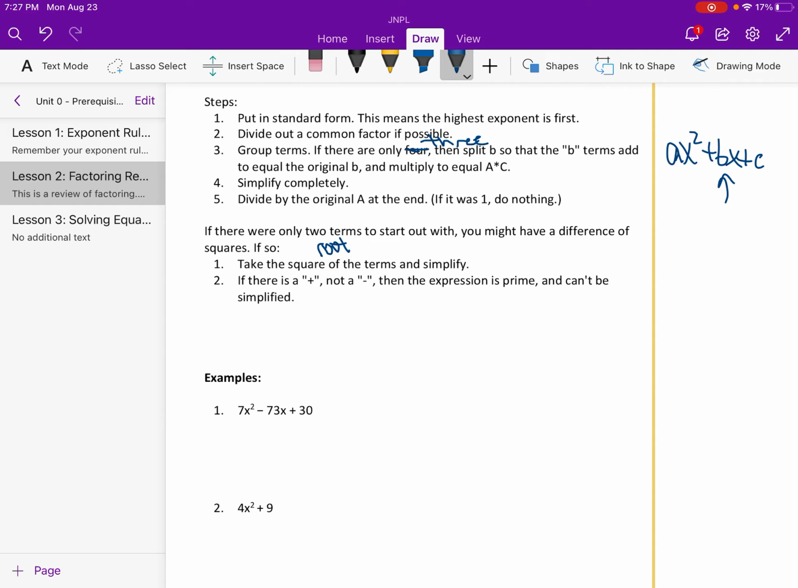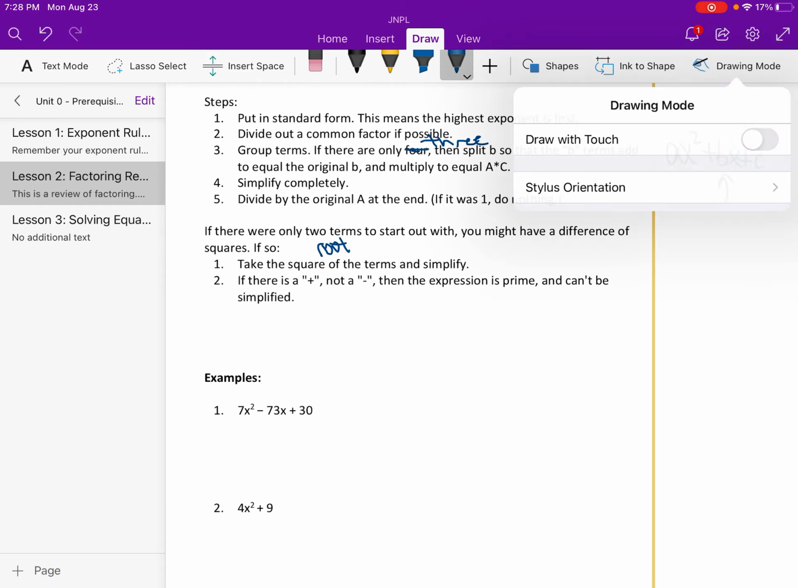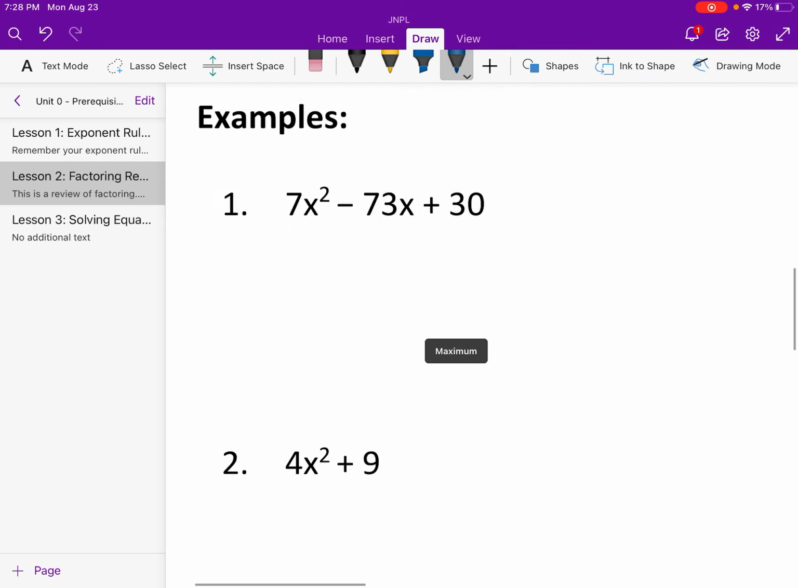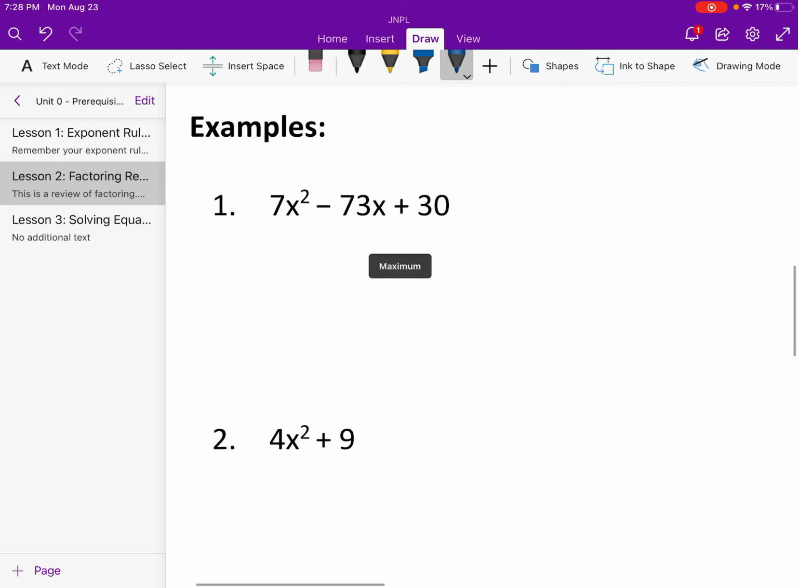If there's a plus and not a minus, then it's not a difference of squares, and it's prime. That means it can't be simplified. So that's pretty much the goal. You're trying to make it prime so that you don't have to do anything else. So let's look at some examples.